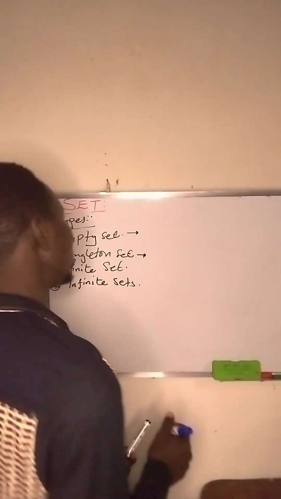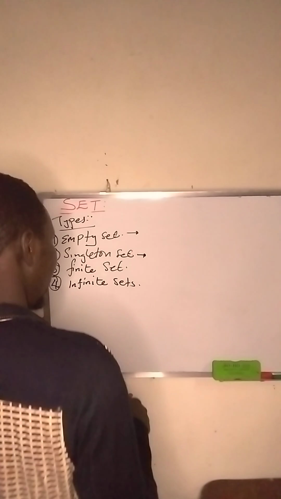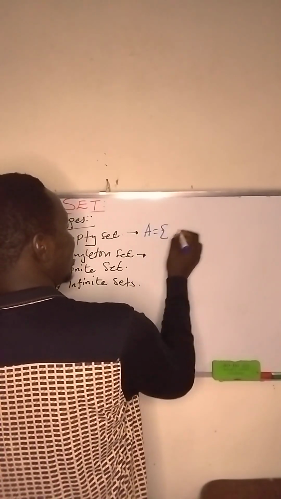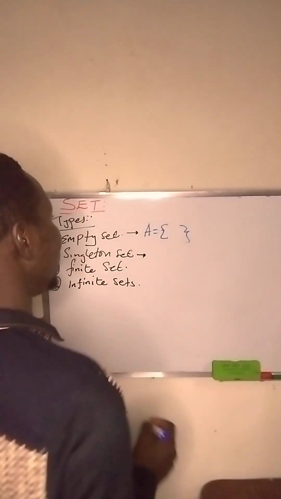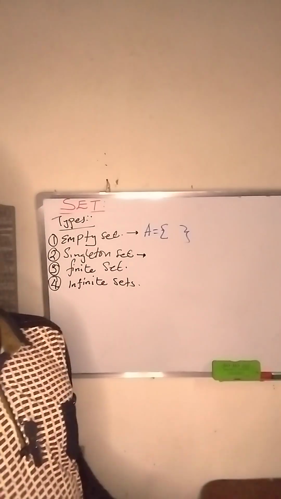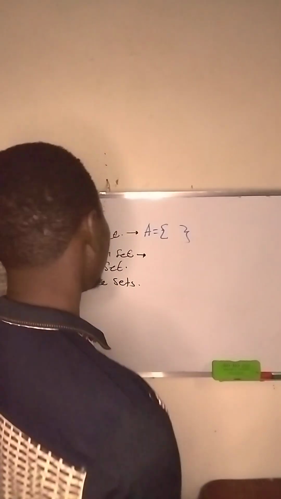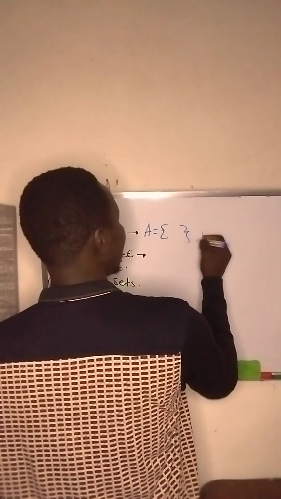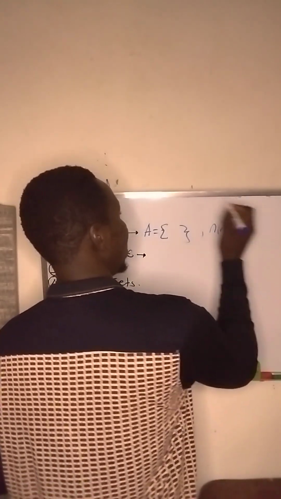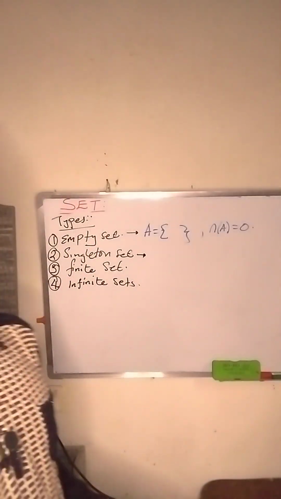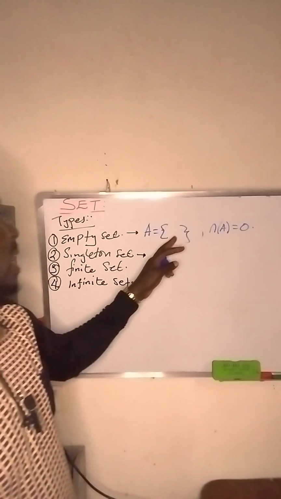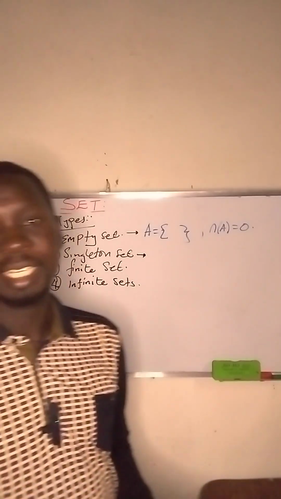And for your information, when you are given that set A is equal to this, it means this set A has no elements. And when you say the number of members in the set A, it is always equal to 0. Those are what we call empty sets. Are you seeing that one?